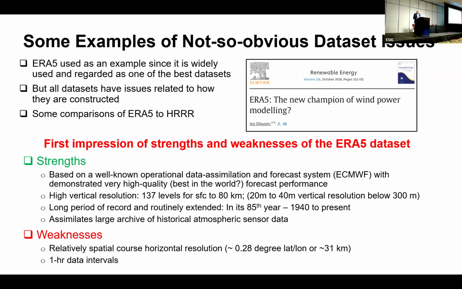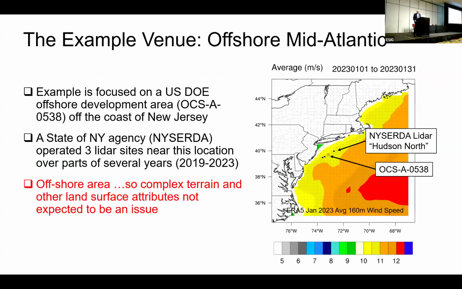The primary weakness is it's a relatively coarse resolution. It's global, at about 31 kilometers. And it certainly has a long period of record reanalysis here going back to 1940 and assimilates a large amount of data. So I'm going to show a couple of examples here of what can happen related to the attributes of the data set. This example is for an offshore site in the Mid-Atlantic. So I'll focus on the OCS-A 0538 development track, and there's a nearby LiDAR measurement that was done for several years at Hudson North. So I'm going to use that for validation or illustration of observations versus the model.